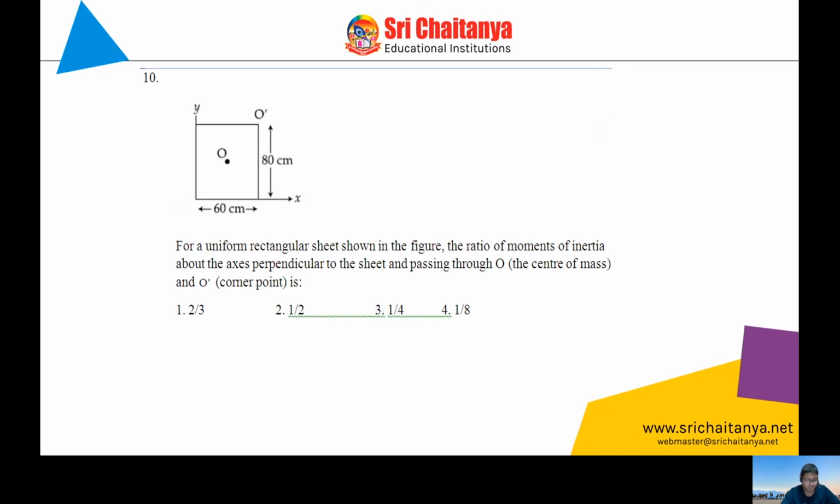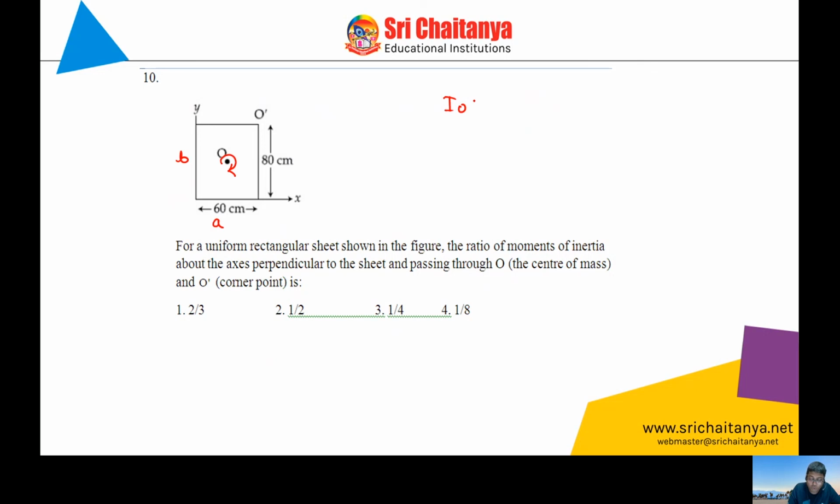In this question, which is from moment of inertia, the question states that for a uniform rectangular sheet shown in the figure, the ratio of moment of inertia about the axis perpendicular to the sheet and passing through O, the center of mass, and O dash, that is the corner point, is asked. You have to find the ratio of I naught upon I naught dash. Let's try to find the value of I naught about this axis. I think this is a very simple formula. Let's say this length A is 60 and B is 80, that is given to you. We do not need these values in fact.